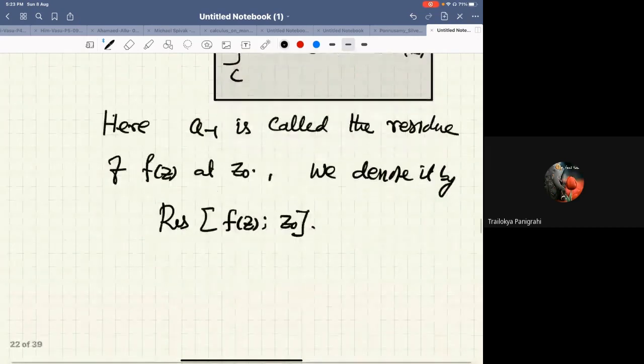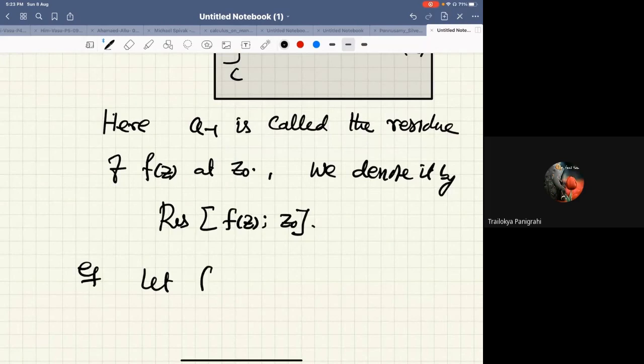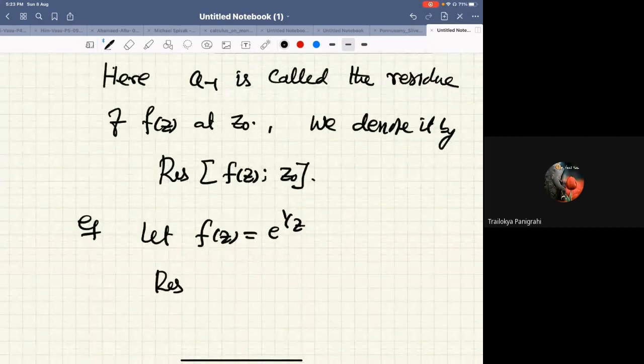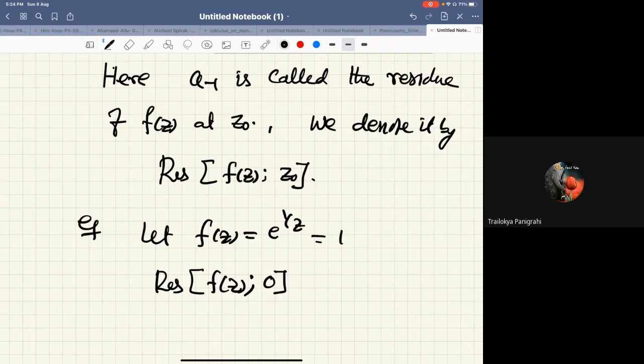So for example, if you take f of z equals e power 1 by z, the residue of f of z at 0 we want to find out, and 0 is an essential singularity, right? Now if we write this as 1 plus 1 by z plus 1 by 2 factorial into 1 by z square and so on, what is your a minus 1 here? 1. Very good. So the residue is nothing but 1.